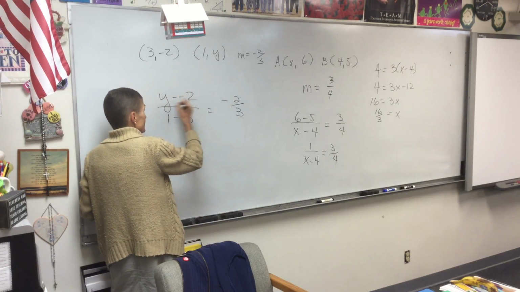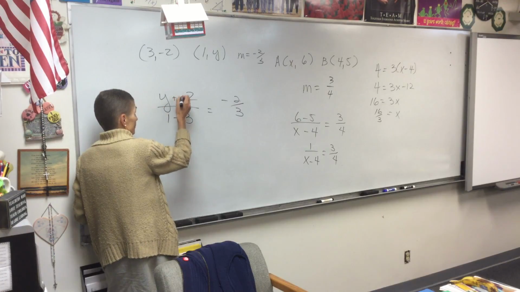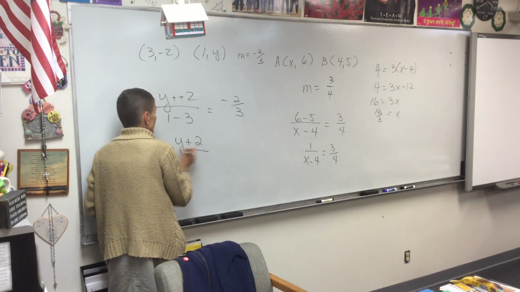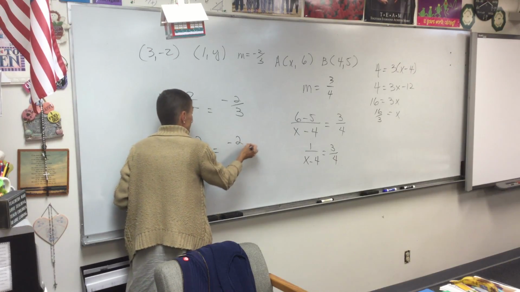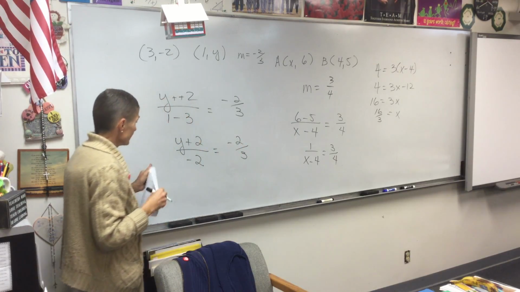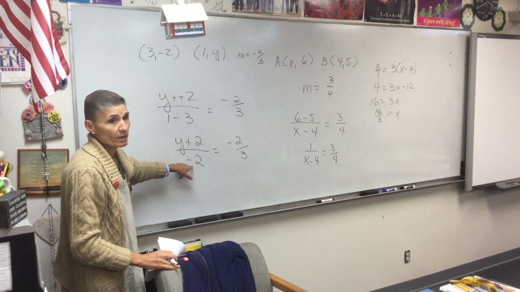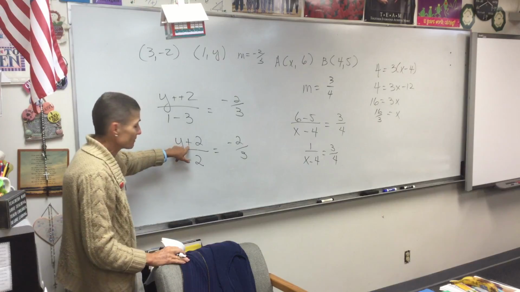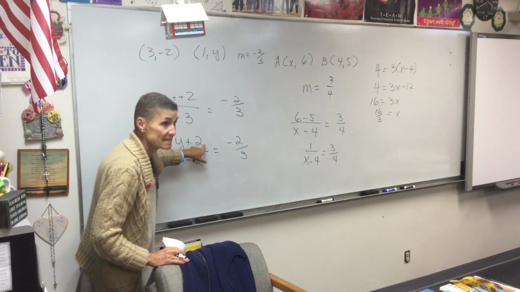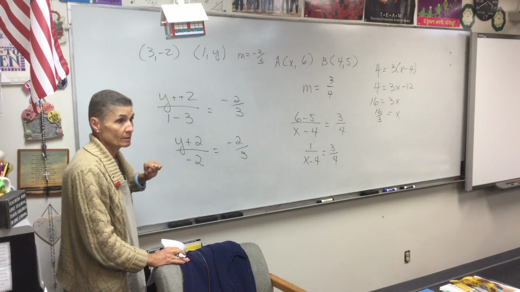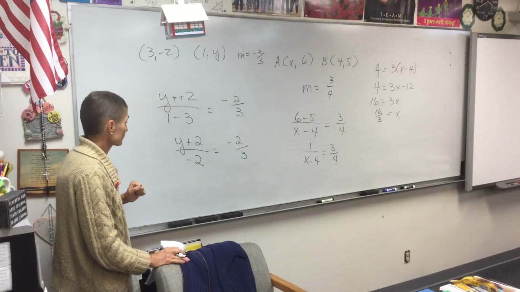So what do I have here on top? Y plus 2 over -2 equals -2/3. Now, are we going to cancel these two 2's? No way, Jose, because of that plus sign. You can't cancel a piece of the numerator. You have to be able to cancel out the whole thing.